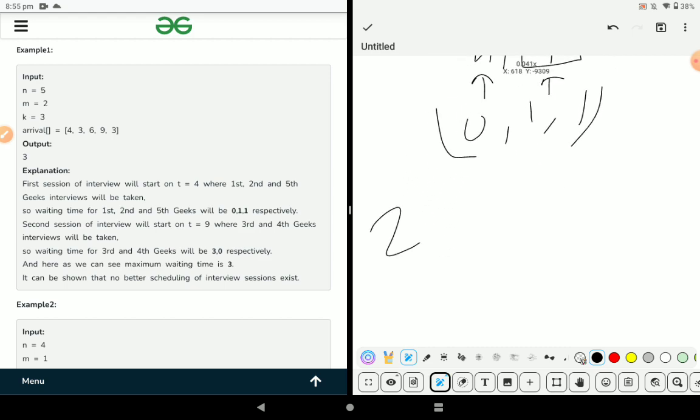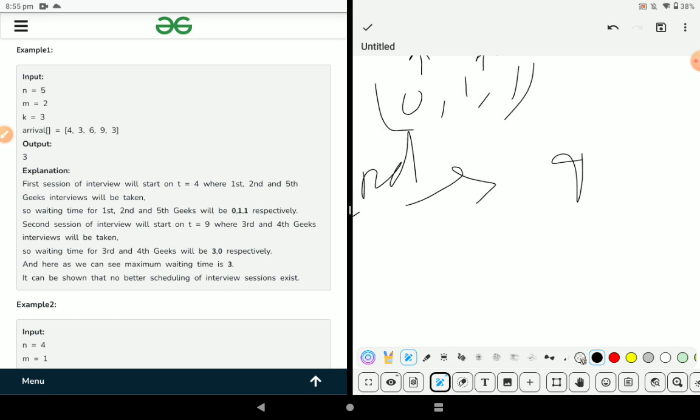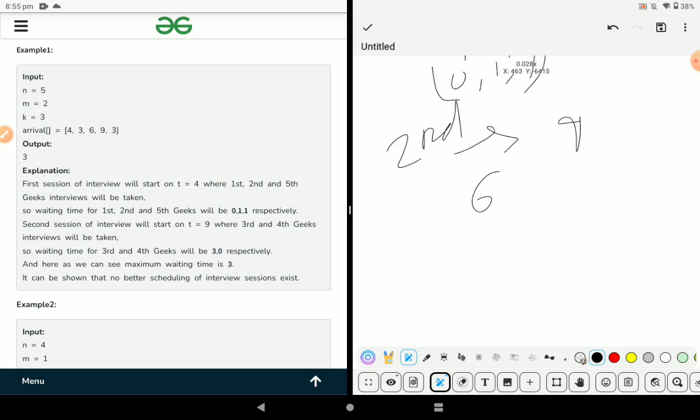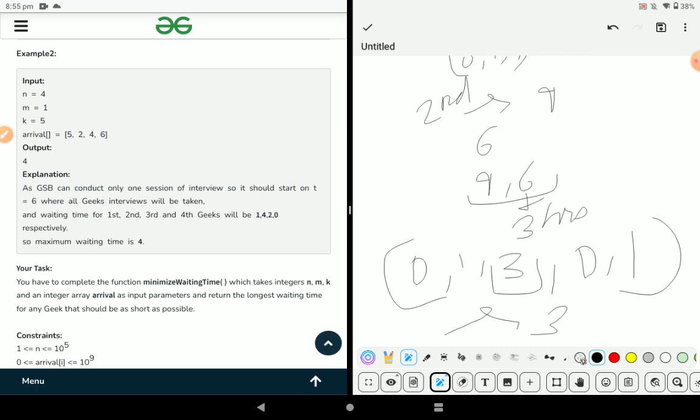Then the second interview started. Okay, second interview started at what? 9 o'clock. Is that clear? So one boy is sitting from 6 o'clock. So basically this boy has to wait for 3 hours. So the waiting hours are 0, 1, 3, 0, 1. So what is the maximum number of hours? It is 3. So we just have to print the maximum number of hours. Okay, so this is the basic logic.